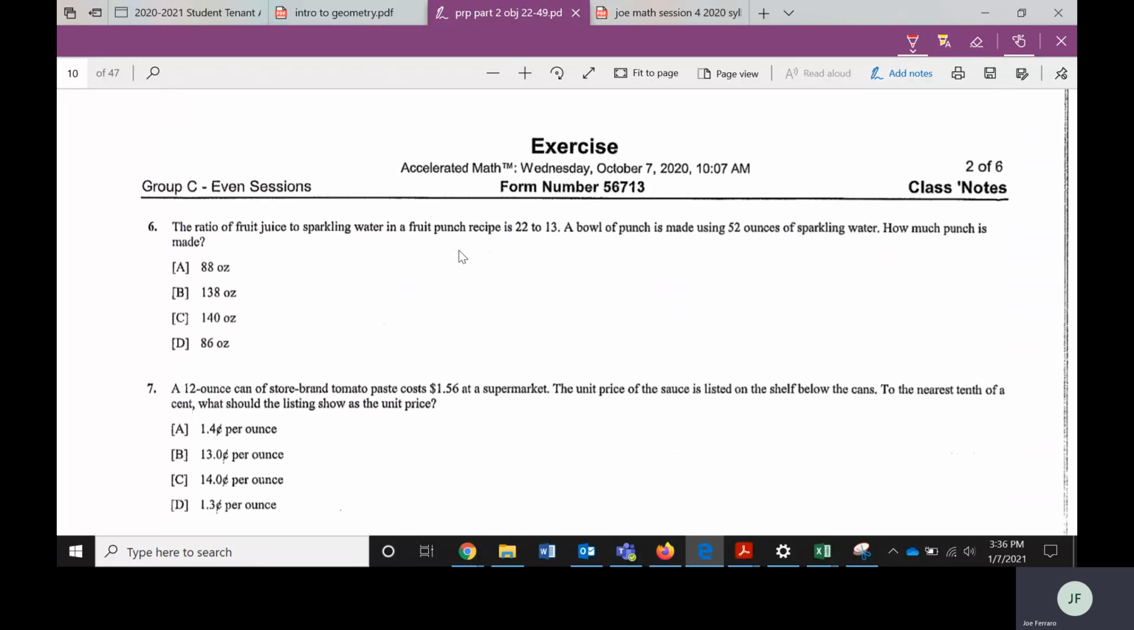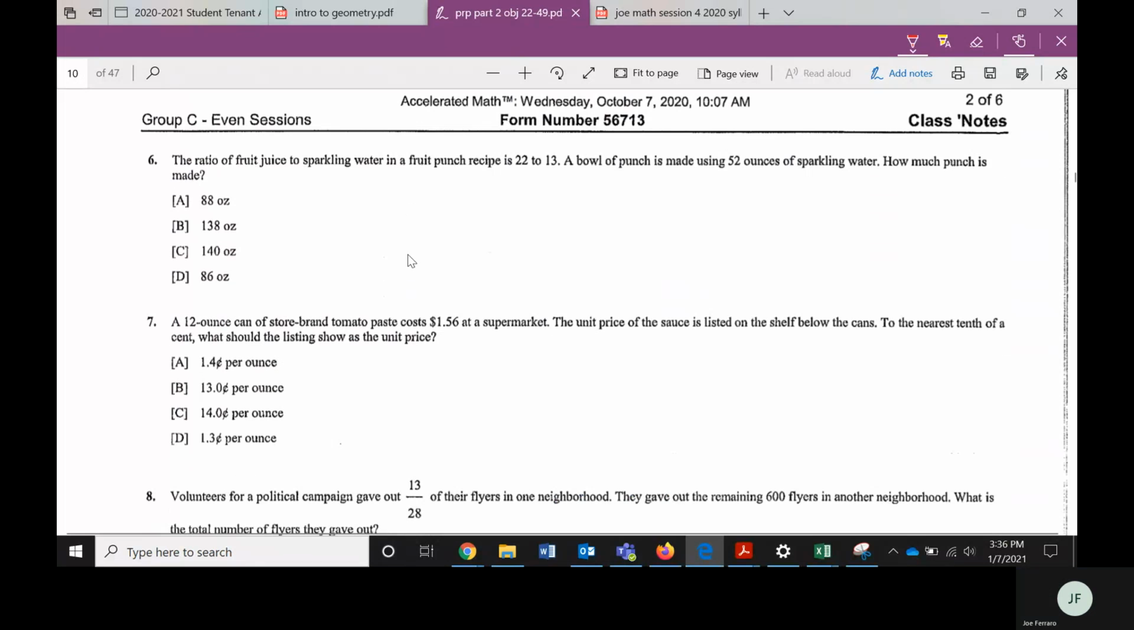So turn the page here. So we're looking at number 6. All right. So it says the ratio of fruit juice to sparkling water in a fruit punch recipe is 22 to 13. So let's just look at what we got there. Ratio of fruit juice to sparkling water. Okay, and those together make what we call the fruit punch. Okay, so now let's look at the question.